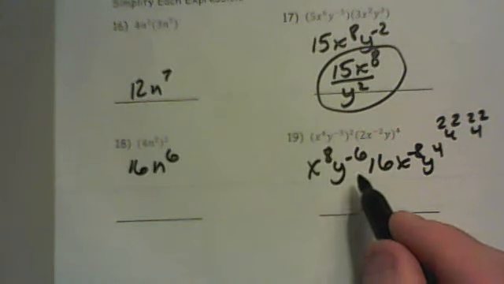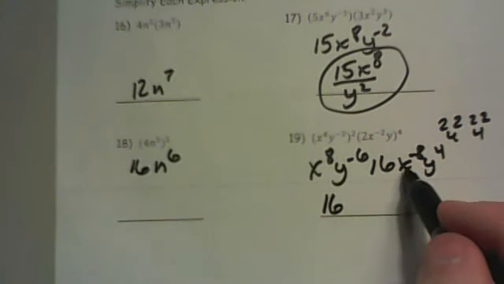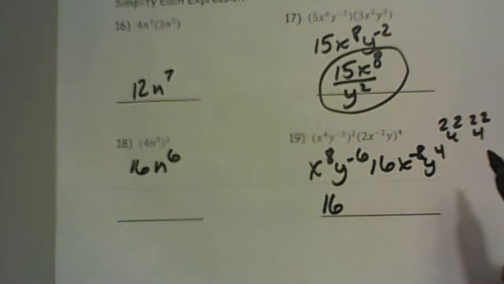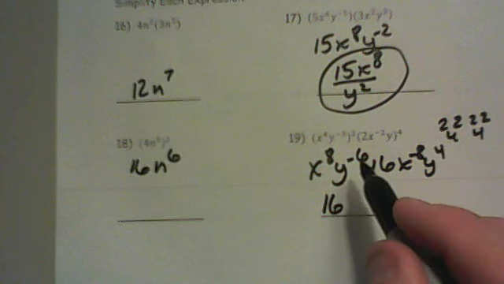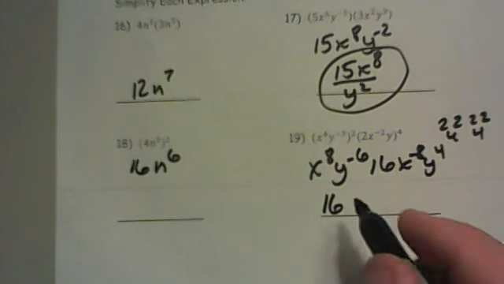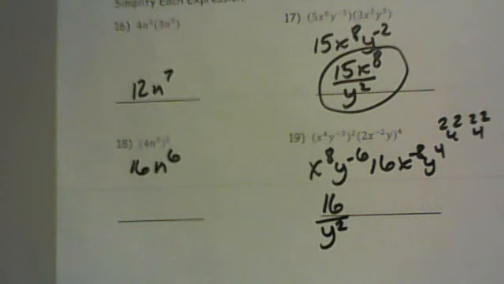So if I combine all my like terms, I'll have 16. X to the 8th times x to the negative 8th is x to the 0 power, which is 1. They basically cancel out. Y to the negative 6th times y to the 4th is y to the negative 2nd. So I could put y to the negative 2nd, but I want to make it a positive exponent, so I'm going to put it over y to the positive 2nd.